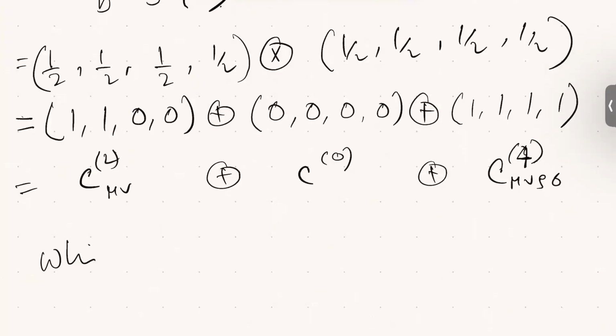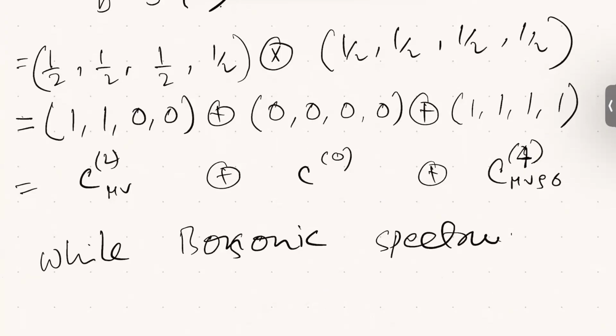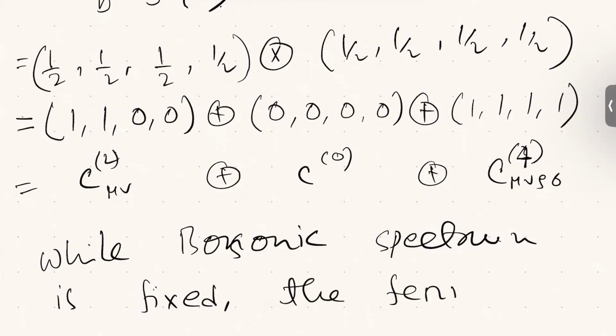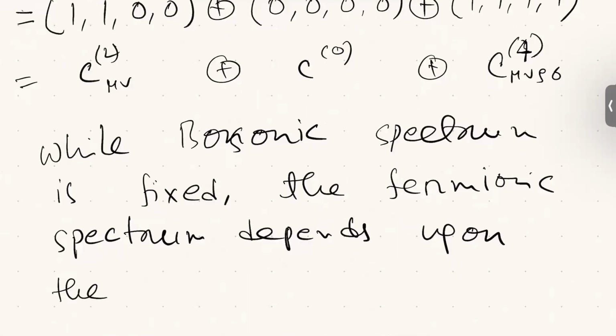So why is the bosonic spectrum fixed? The fermionic spectrum, hierarchy of fermionic.